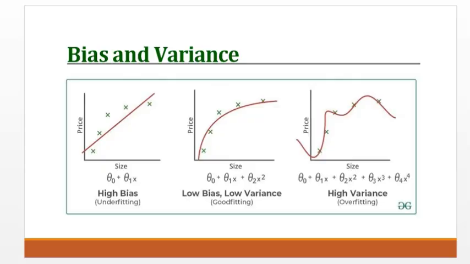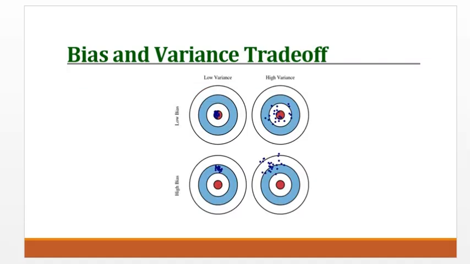Here the graph indicates both high bias and high variance. For good fitting, we want both a low bias and a low variance. Now, the bias variance trade-off: the goal is to find a balance between bias and variance to minimize the total error. The optimal trade-off is where the model captures underlying patterns without memorizing the noise.